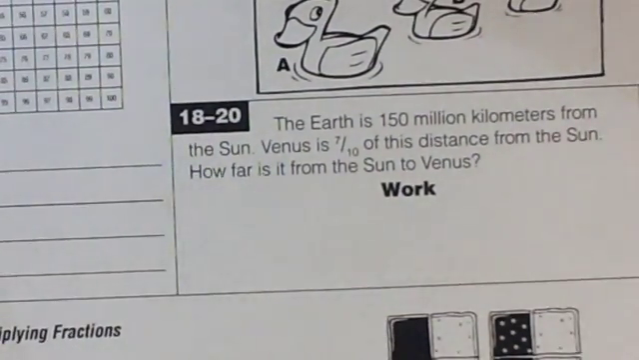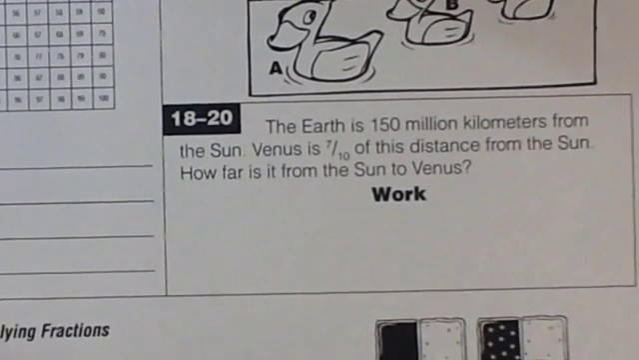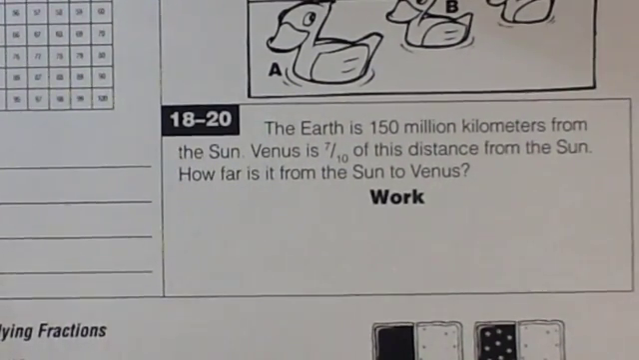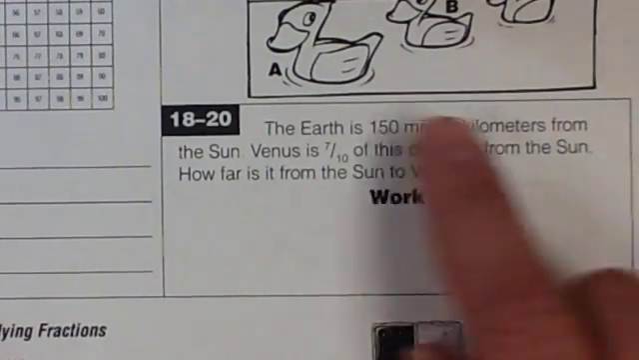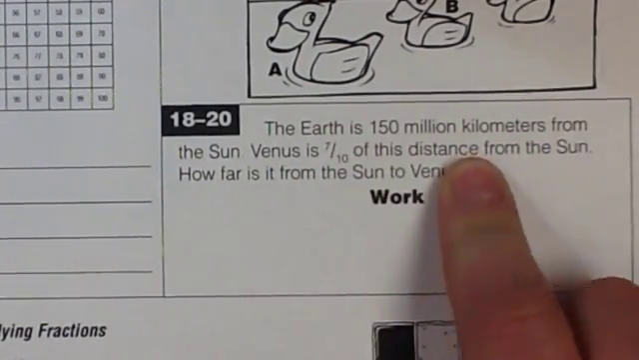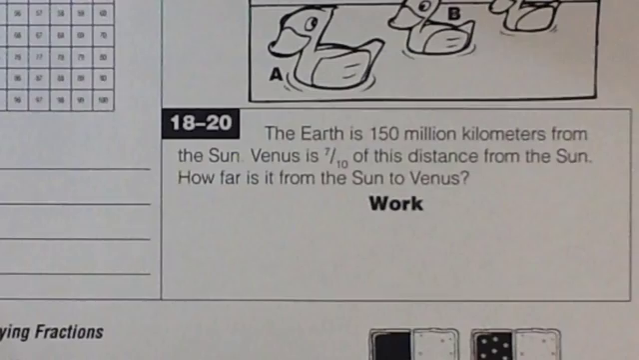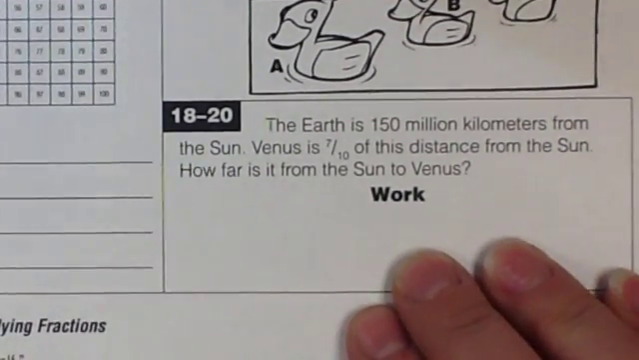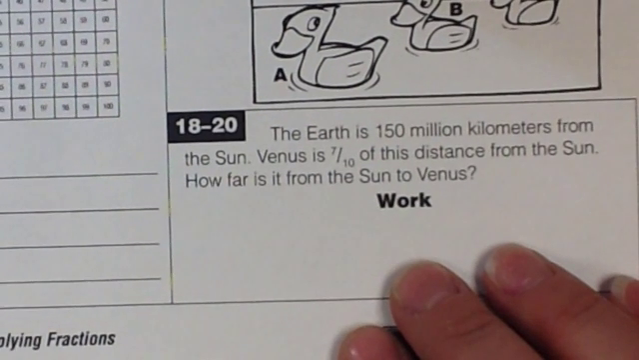It says the Earth is 150 million kilometers from the Sun. Venus is 7/10 of this distance from the Sun. What is that distance? How far is it from the Sun to Venus? Question 18, what is this problem asking us to find?